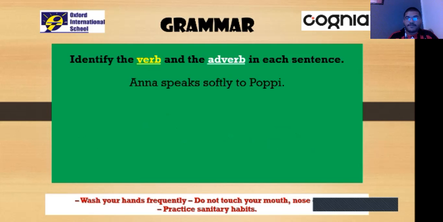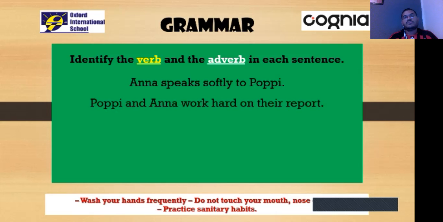Anna speaks softly to Poppy. Which is the verb, the action? What Anna does? She speaks, right? And we can ask ourselves how Anna speaks. She speaks softly, right? Next one, Poppy and Anna work hard on their report.